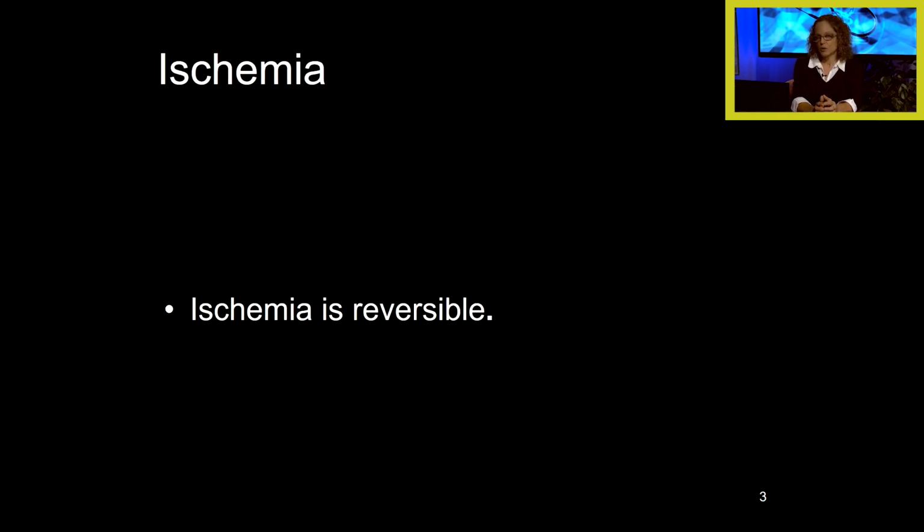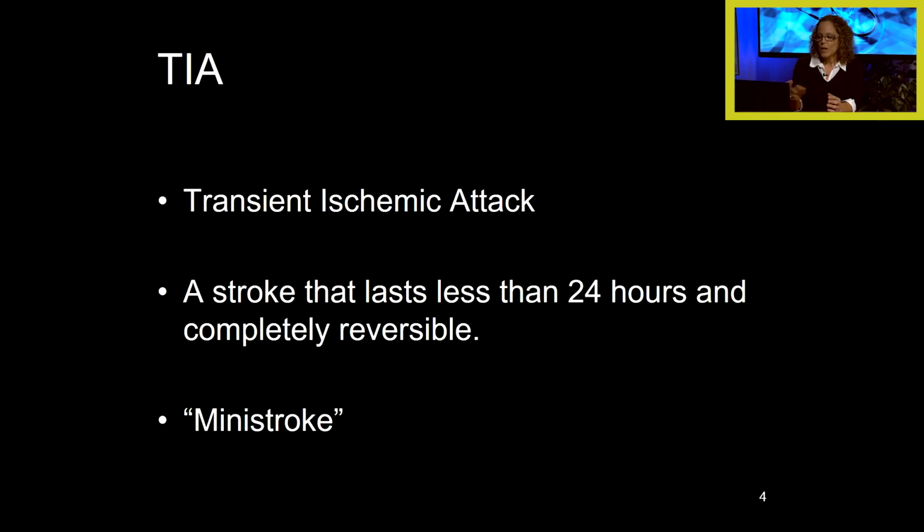Ischemia is reversible. When we have an ischemic event and blood flow is temporarily not available and then it is restored, we have a regaining of whatever we thought we might be losing, right? The blood supply was not stopped long enough to cause cell death. So ischemia is reversible. In strokes, we're first going to talk about what a TIA is.